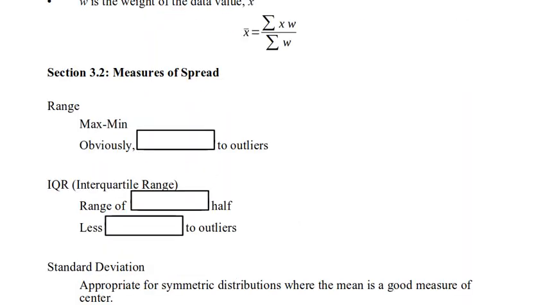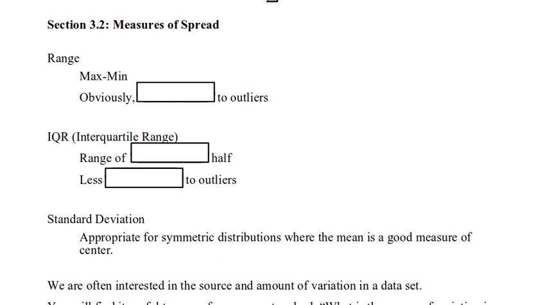Now let's move on to discussing the measures of spread. So how spread out the data is. And we're going to again look at 3 different ways of doing that. The first is the range. And the range is simply the max minus the min. You couldn't get anything easier than that.